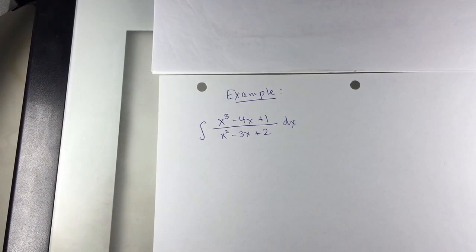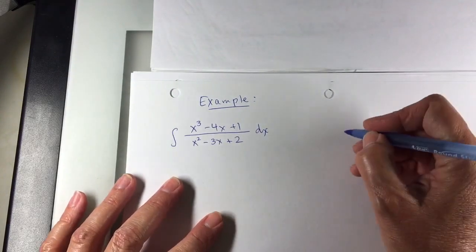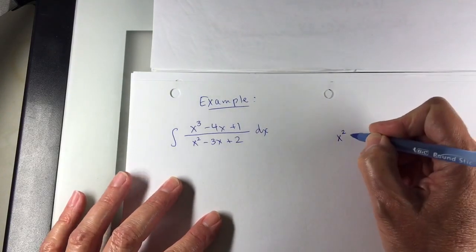I'm seeing on this problem that the degree of the numerator is, what's the degree of it? It's 3, the highest exponent, and the degree of the denominator is 2. So this one is a long division problem. So I'm on the side here, I'm going to set up my long division.